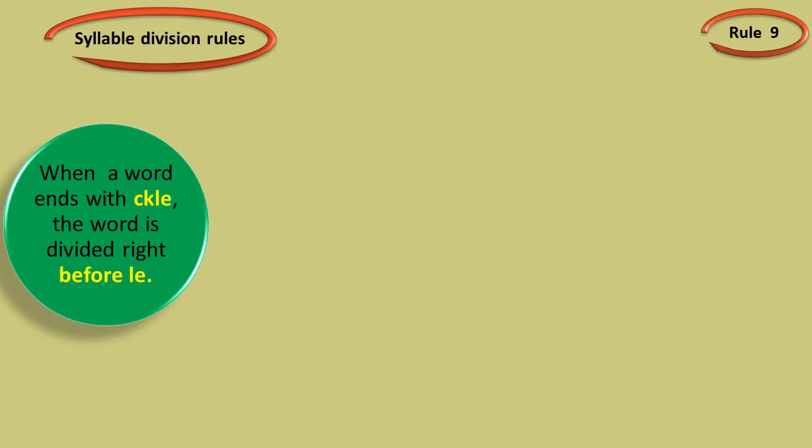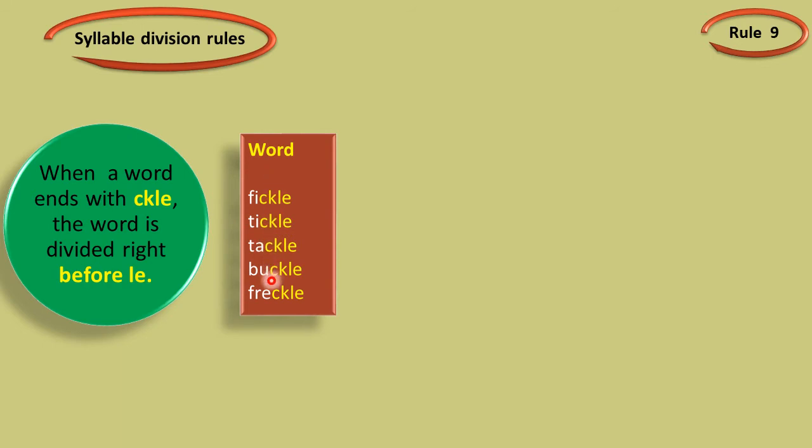Rule 9. When a word ends with CKLE, the word is divided right before LE. Let me say one thing on this occasion. This rule is entirely different to the earlier rule. I am repeating, this rule is entirely different to the earlier rule. The earlier rule is consonant plus LE, but this rule is CK plus LE. Let us try to understand.